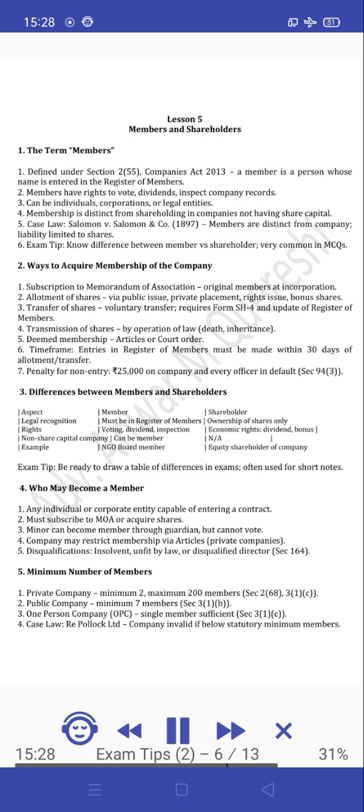6. Time frame: entries in register of members must be made within 30 days of allotment or transfer. 7. Penalty for non-entry: 25,000 rupees on the company and every officer in default, Sec 94(3).